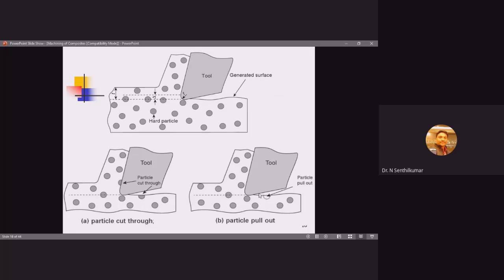And second case, here you can see the particle is being pulled out. So a cavity is being formed here. You can see a cavity here. So the total particulate is removed in the chip. You can see here, the particulate is being pulled and it is removed in the chip.